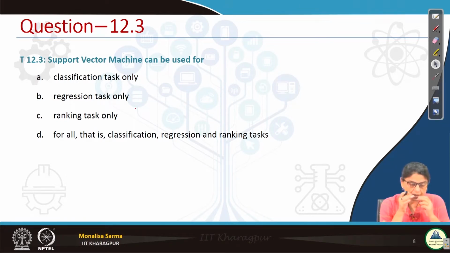So this SVM, which we have used only for classification, can also be used for regression analysis and ranking tasks. So the answer is this.